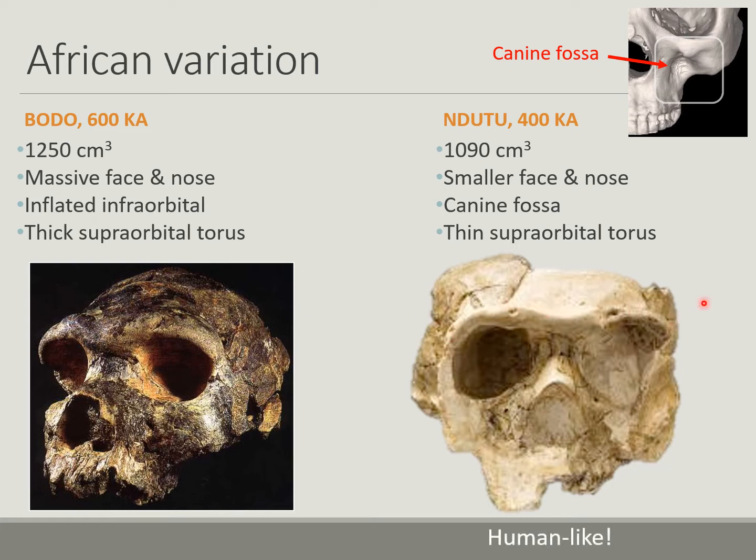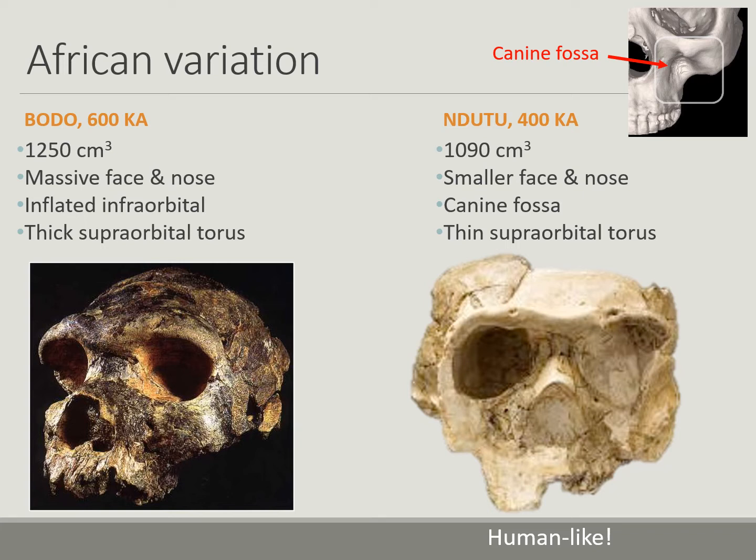So Ndutu is actually very human-like, right? It has this gracile brow ridge, canine fossa, smaller face. So even within the African Homo heidelbergensis group, we have such a large range of variation. One is more human-like, perhaps the representative of the population or species as ancestral Homo sapiens.